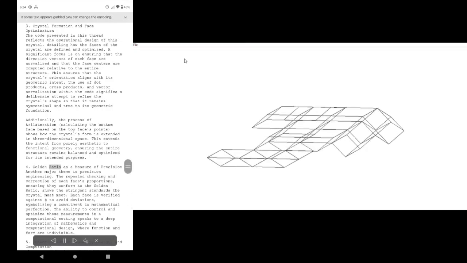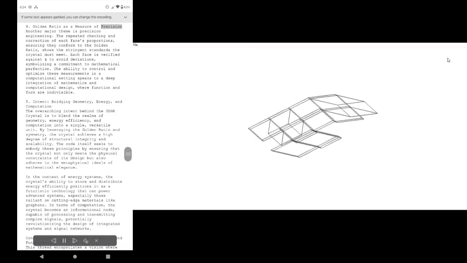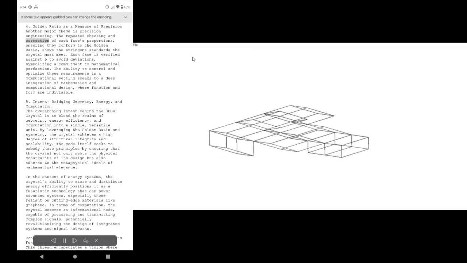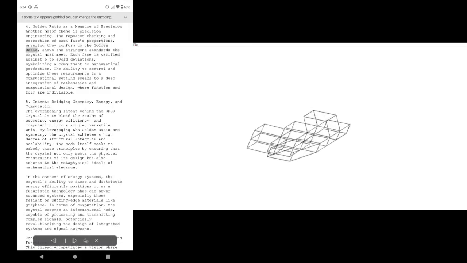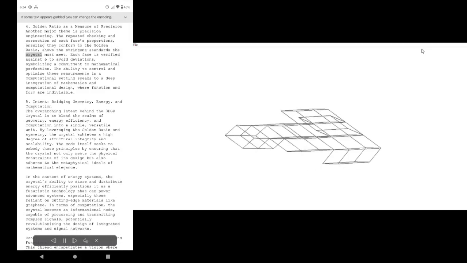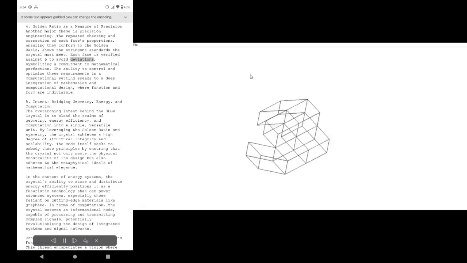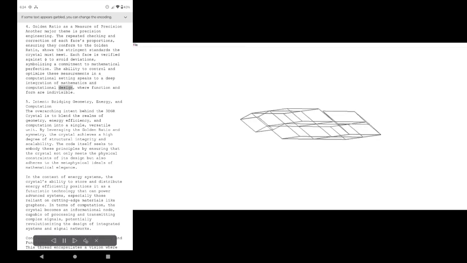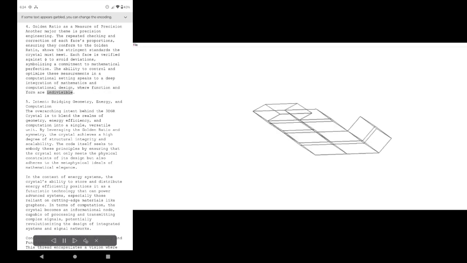4. Golden ratio as a measure of precision. Another major theme is precision engineering. The repeated checking and correction of each face's proportions, ensuring they conform to the golden ratio, shows the stringent standards the crystal must meet. Each face is verified against phi to avoid deviations, symbolizing a commitment to mathematical perfection. The ability to control and optimize these measurements in a computational setting speaks to a deep integration of mathematics and computational design, where function and form are indivisible.